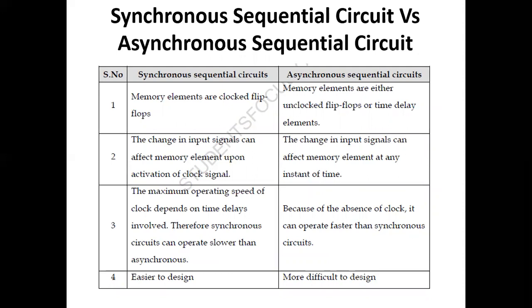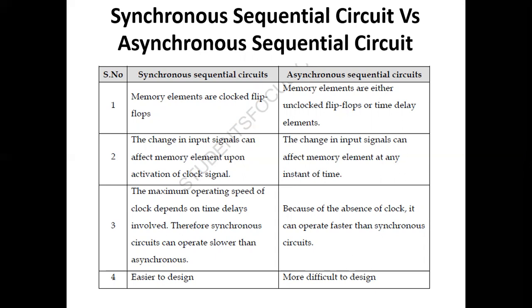So these are the differences between a synchronous sequential circuit and an asynchronous sequential circuit. In a synchronous sequential circuit, memory elements are clocked flip-flops. In asynchronous, memory elements are either unclocked flip-flops or time delay elements. In synchronous, a change in the input signal can affect the memory element upon activation of the clock signal. In asynchronous, the change in the input signal can affect the memory element at any instant of time. In a synchronous sequential circuit, the maximum operating speed of the clock depends on the time delays involved. Therefore, a synchronous circuit can operate slower than an asynchronous one.